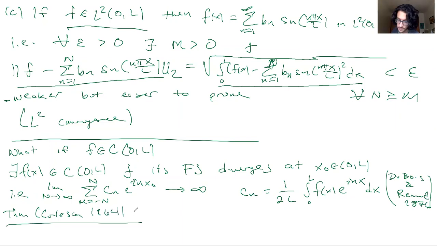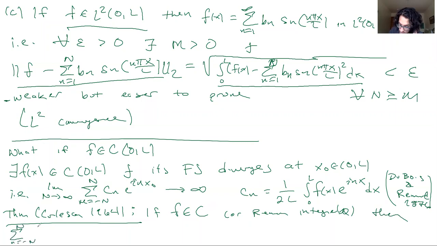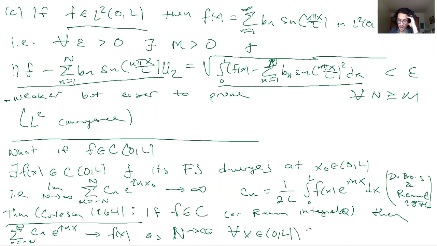A second theorem, according to Carlson, states that if f is continuous, or just Riemann integrable, then this sum from n equals minus n up to n of c_n e^(inx) is going to go to f of x as n goes to infinity, basically for any x on [0, L], excluding S, where S is a set of measure 0.